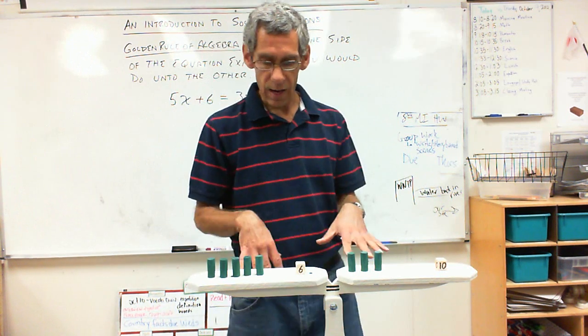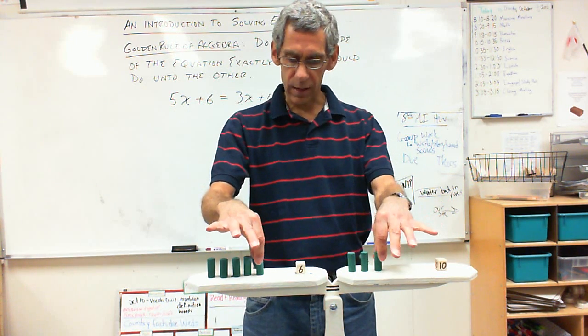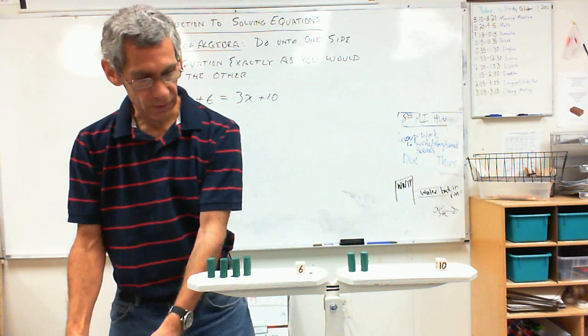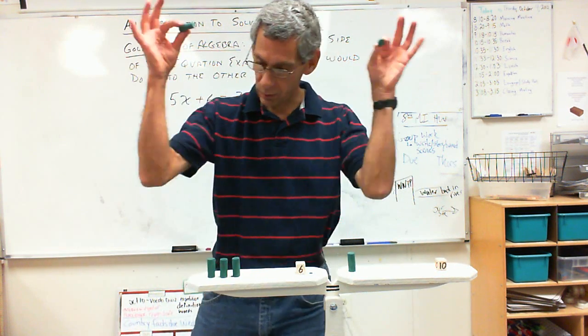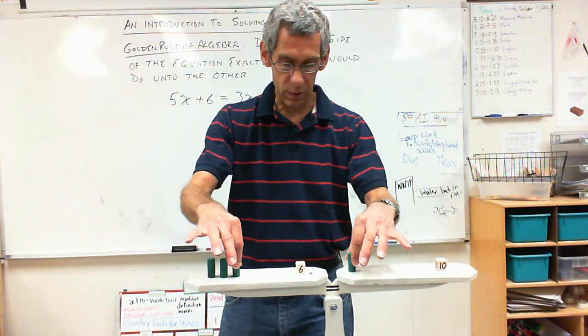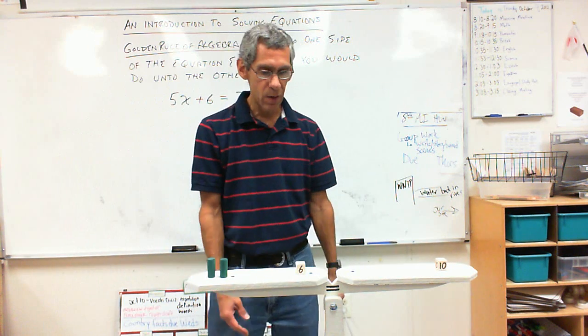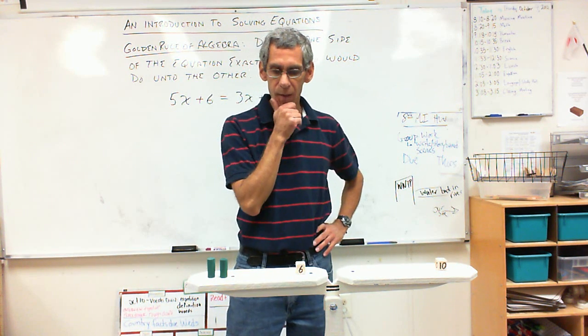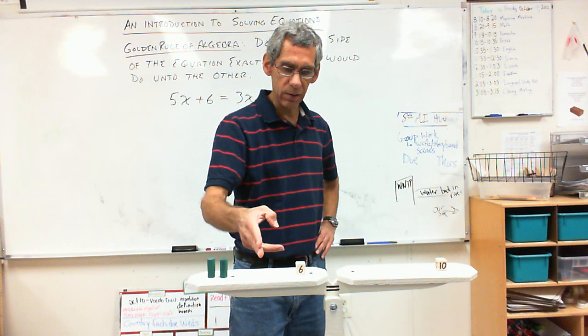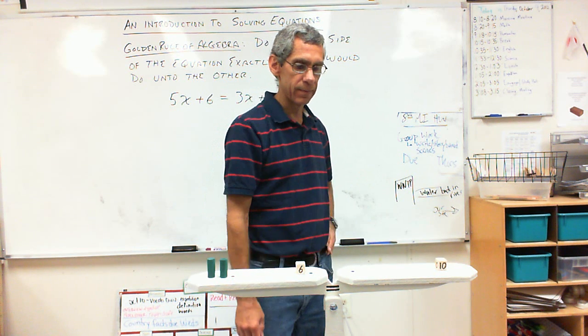But notice, okay, I see I could take one of each, right? Okay, it's still in balance. I could take another one of each. Great. It's still in balance. I could take another one of each. It's still in balance. It's awesome. Wow, I just made this a lot easier, right? So I have 2x plus 6 is equal to 10.